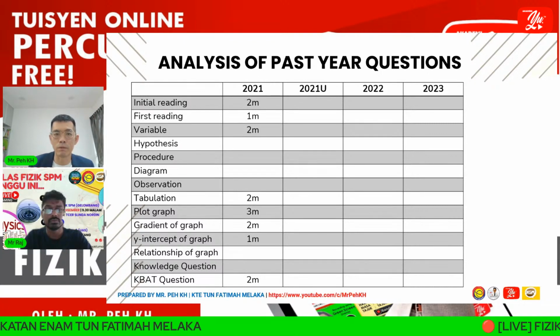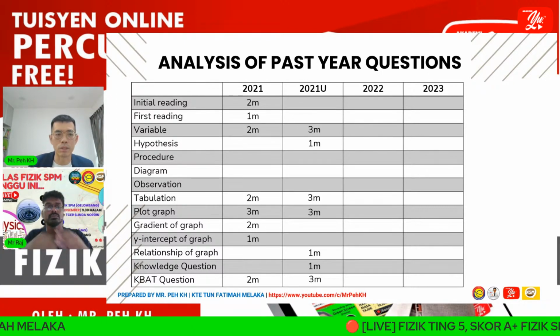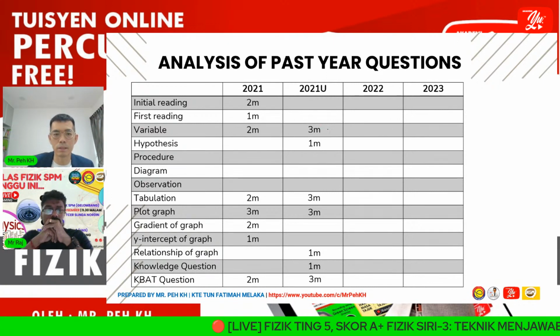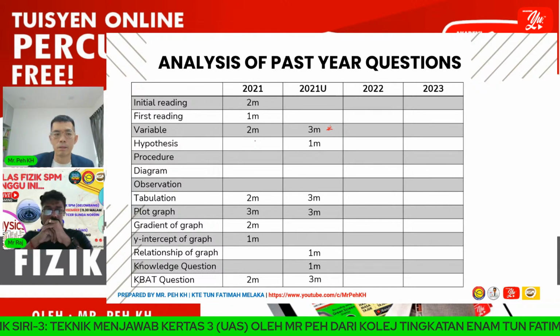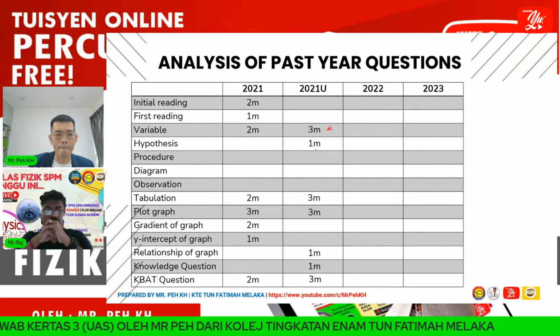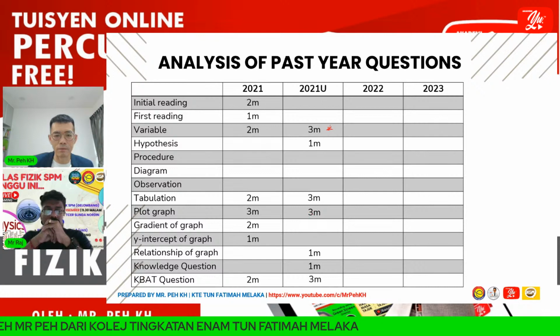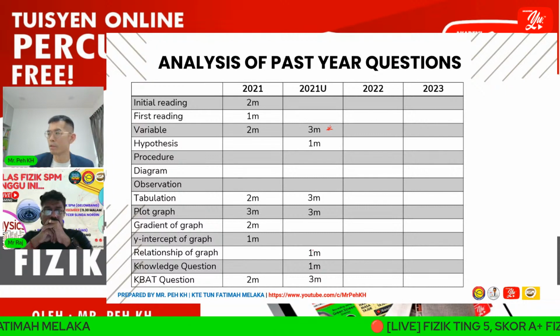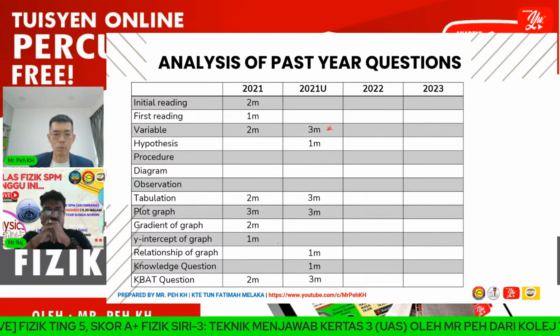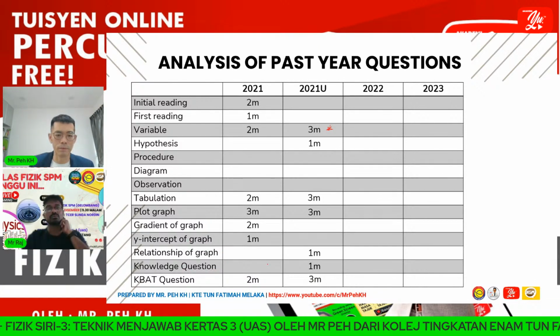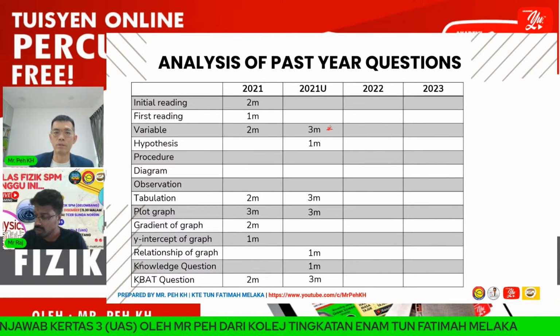Okay, then how about 2021 repeat? Okay, so here the question rated, there will be verbal 3 marks. Okay, so 2 and 3. So that means it can be 3 verbal for 2021. Okay, then hypothesis 1 mark, tabulation 3 marks, plotting the graph 3 marks. Then we have the question related to the relationship between axis y and x. And then the KBAT question also 3 marks, and 1 question related to knowledge question. Okay, so here will be related to 2021 repeat.